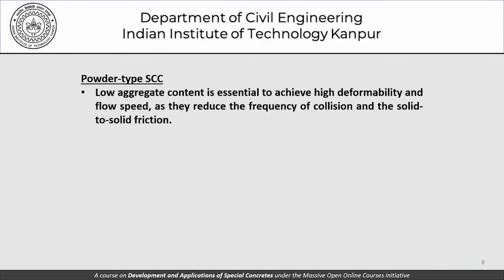Continuing with our discussion on powder type self-compacting concretes, low aggregate content is essential to achieve the high deformability and flow speed as they reduce the frequency of collision and solid to solid friction. So basically we are trying to control or restrict the amount of coarse aggregate. We try to restrict this coarse aggregate content to a low value. Now how much is that low value is something we will see in the subsequent slides.